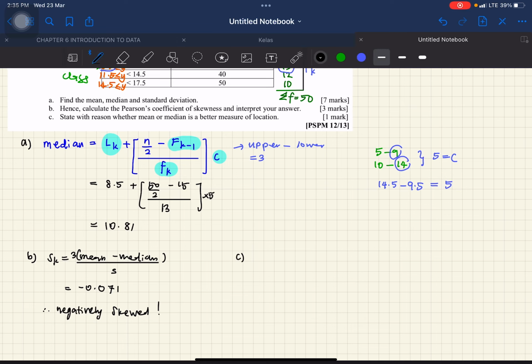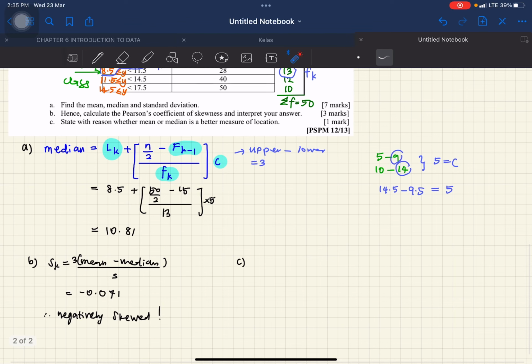Okay, so what about part C? Okay, so part C dia kata state with reason whether mean or median is a better measure of location. Okay, so I like to sketch the distribution macam bentuk graf dia tu sebab saya nampak dan saya lebih faham. Okay, so negatively skewed bentuk dia lebih kurang macam ni. Okay, so our mean is somewhere here.